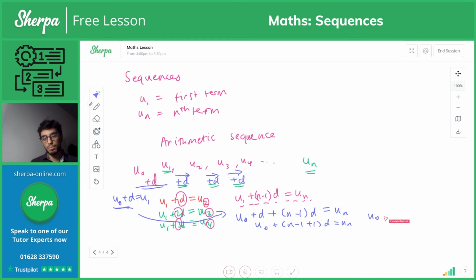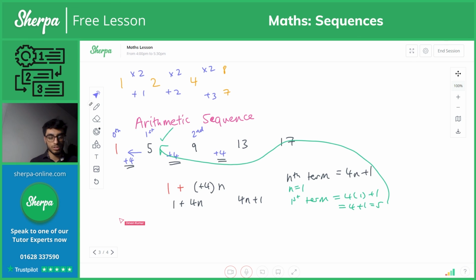We have u0 plus, and then notice that n minus 1 plus 1 is just n. So we have u0 plus nd equals un. And we can compare that to what I told you to do. Well, what do I actually mean by u0 plus nd? What that actually means is the zeroth term, because this number here tells you what term in the sequence you're on, plus n times d. So n is just n, and d is this common difference. So it's the common difference times n, and that equals the nth term.